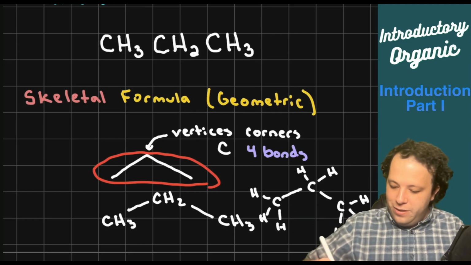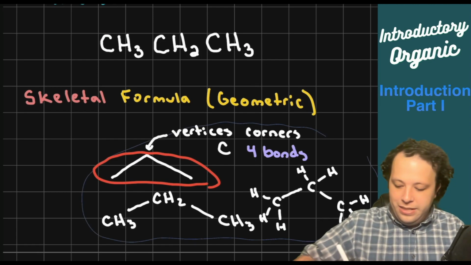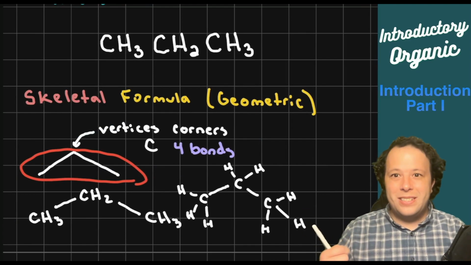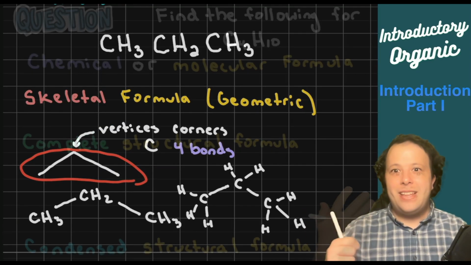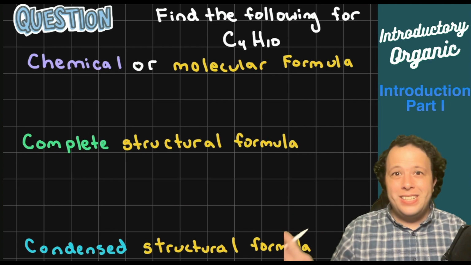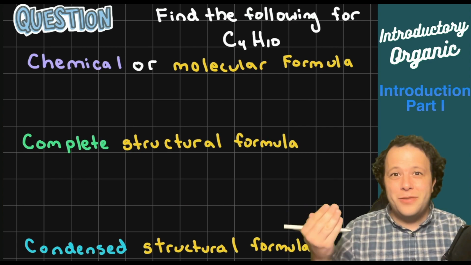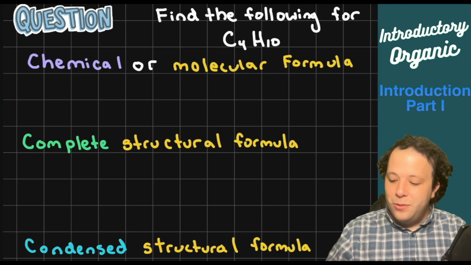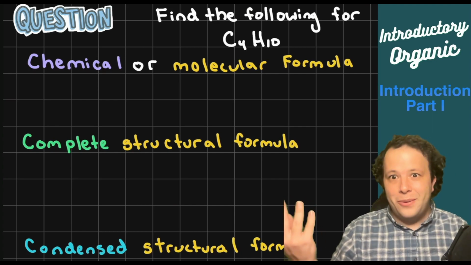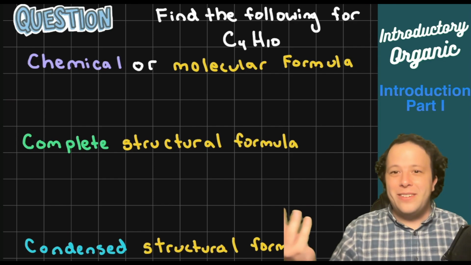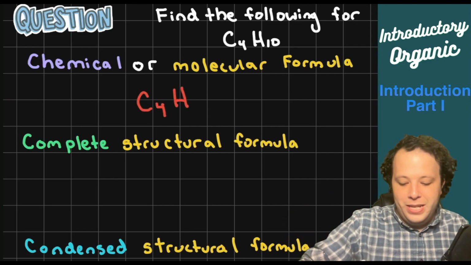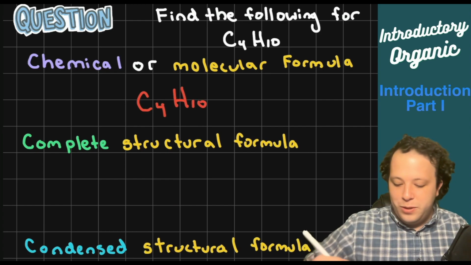So let me move that over so you can see that behind me. And we can easily showcase all those little pieces. Let's do an example together. Let's say we want to find all those little pieces for C4H10, also known as butane. So with this one, first thing is, well, how do we find the molecular formula? Well, we're given it, right? So C4H10 would be our answer for that first part.